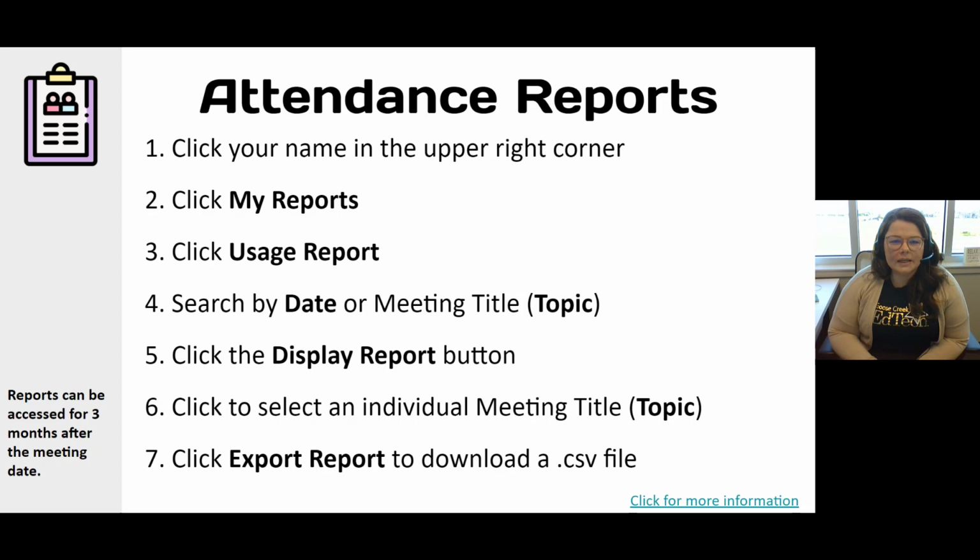And then after your meeting is over, if you need to pull an attendance report, it does take a little time for that report to become completed. It will give you a preliminary report at first, and then you can go back and pull the final report. These are the steps that you would use to do that. These reports can be accessed for 3 months after the meeting date, so you may want to get into the habit of at the end of the week, download the reports for the previous week or do it the next day so that you have these reports just in case there is a question about attendance on your live meetings.